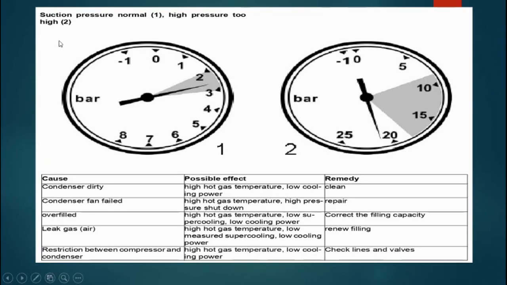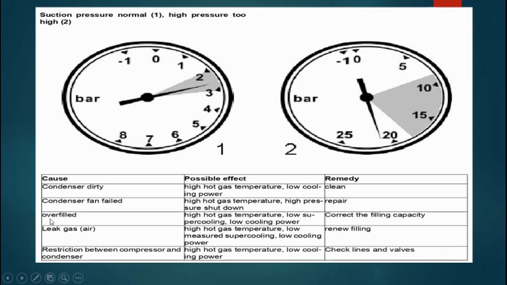And the fourth combination is that the suction pressure is normal, but the high pressure is too high. So what causes can occur? Cause 1 is the condenser dirty, so high hot gas temperature, low cooling power. So what has to be done? Clean the condenser. Cause 2, condenser fan failed. Its possible effects are high hot gas temperature, high pressure shutdown, and its remedy is to repair the fan.